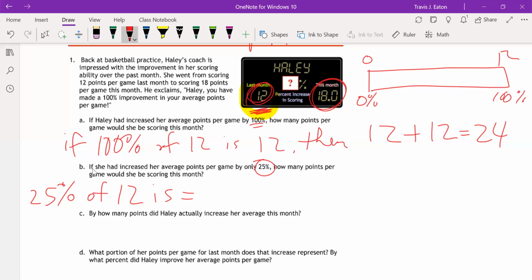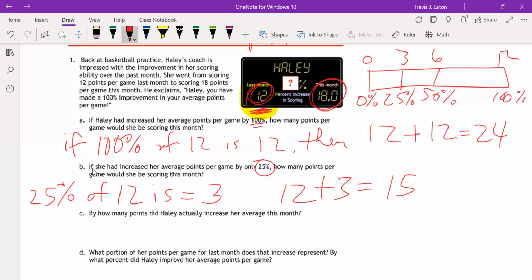So 50% would be 6, right? 6 up there. That's 50%. And half of 6 would be 25%. So that would be 3. So 25% of 12 is 3. Very good. So how many points per game would she be scoring this month? Well, that would be 12 last month plus 3 more, she would be scoring a total of 15 points per game this month. See?